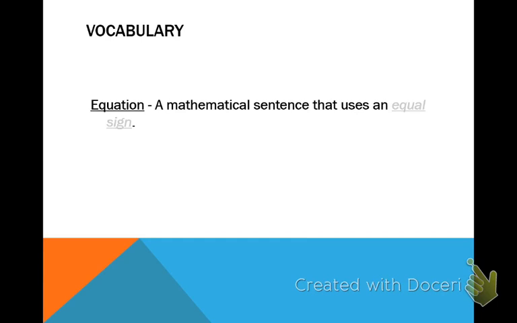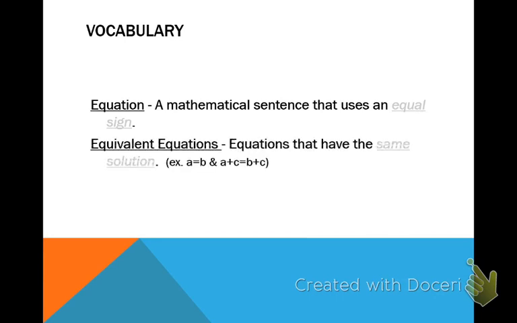The first one, an equation. An equation is a mathematical sentence that uses an equal sign. It's very light, but it uses an equal sign. Like what you wrote in the warm-up, those were two equations. I think you guys knew that.